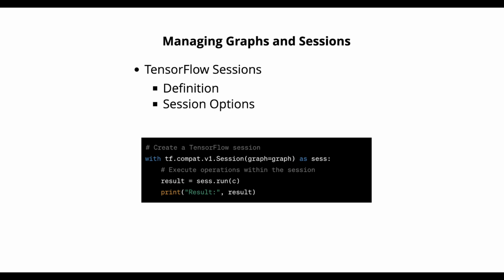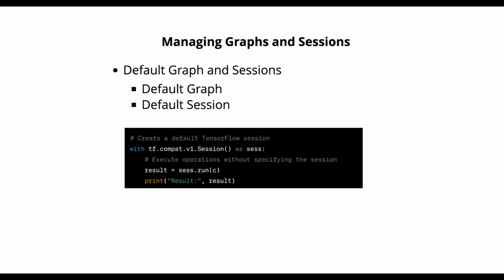In this example, you see I'm creating a TensorFlow session with tf.compat.v1.Session, graph equal to graph, as sess. Execute operations within the session by saying result equal to session.run, and display the result by using the print statement. Now default graph and sessions. TensorFlow operations are added to the default graph by default unless explicitly specified otherwise.